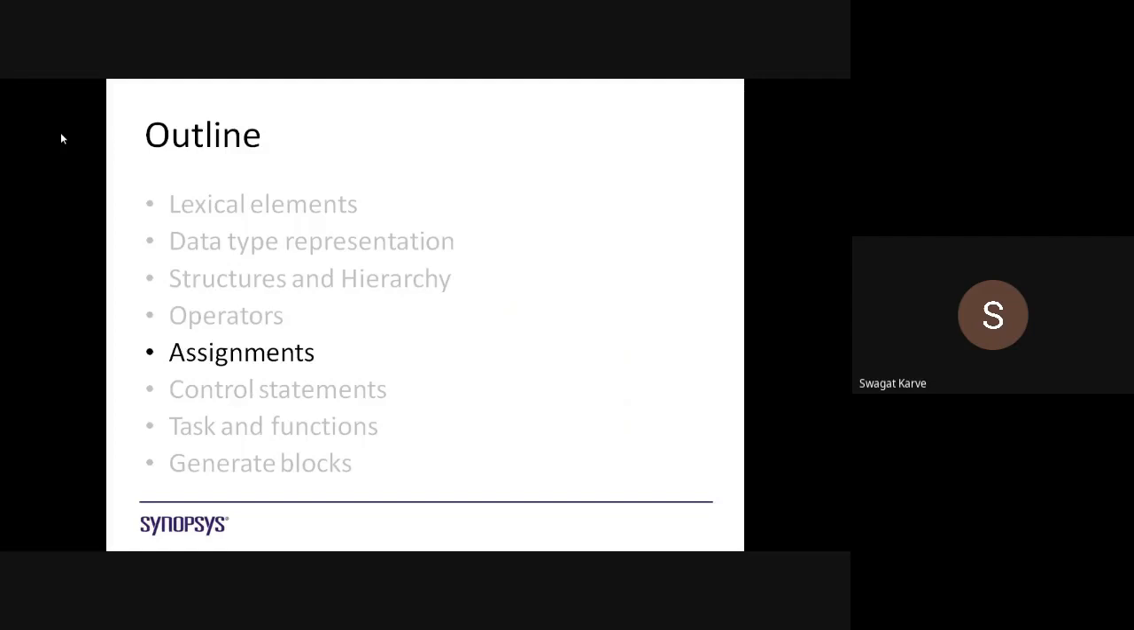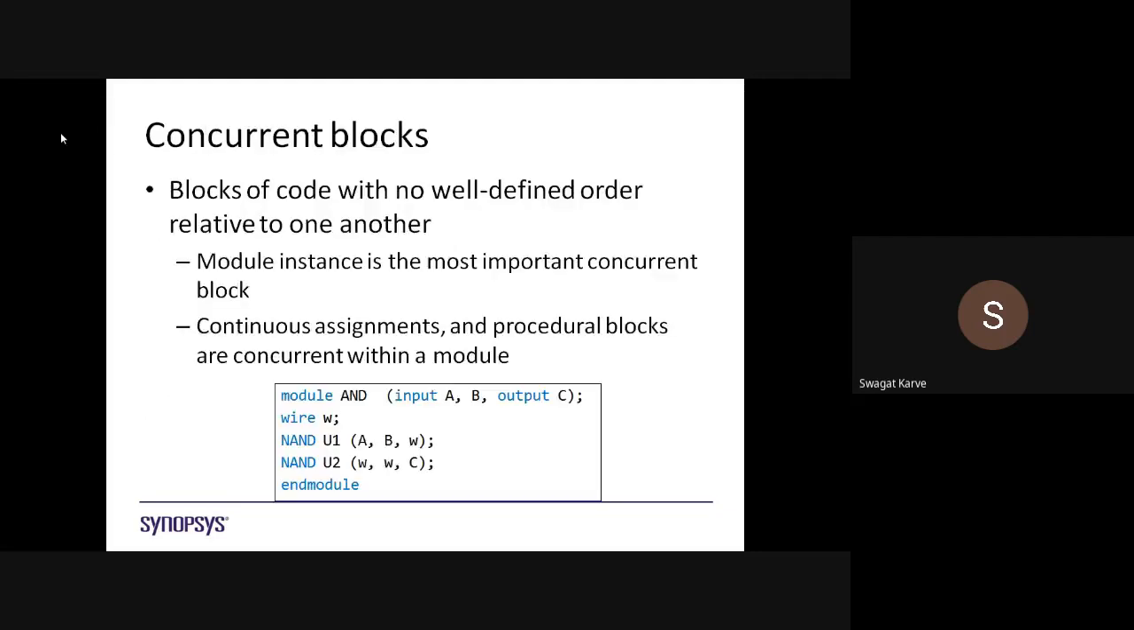Now from the next lecture we are going to discuss the assignment statements. There are various assignment statements that we use in Verilog. For example, we use concurrent blocks, concurrent assignment statements, always block, right? So there are many assignment statements that we use while writing code in this Verilog language, and in the next lecture we are going to discuss them.